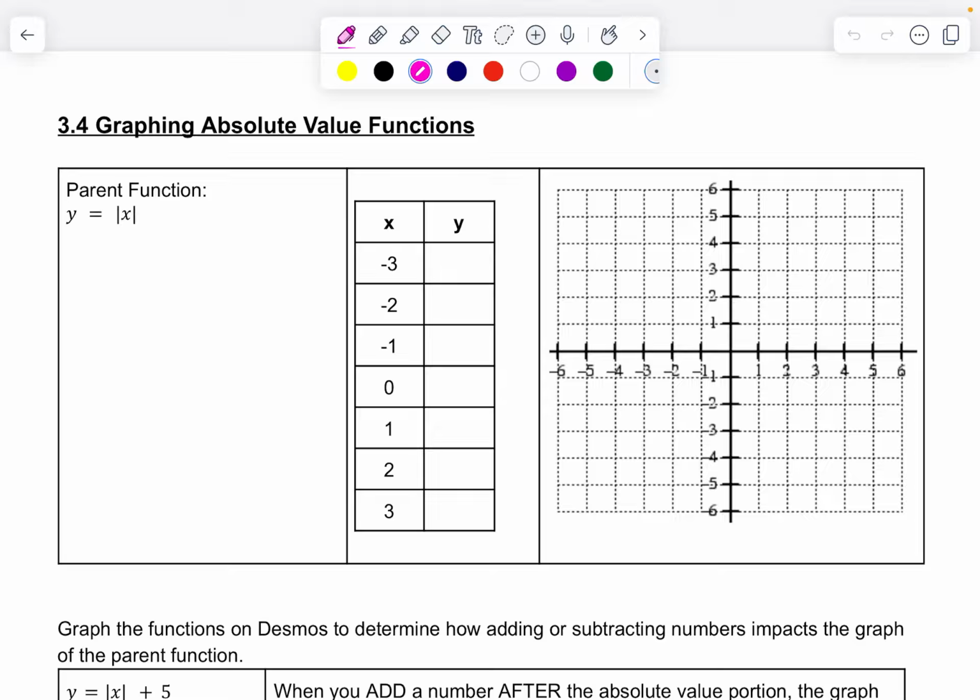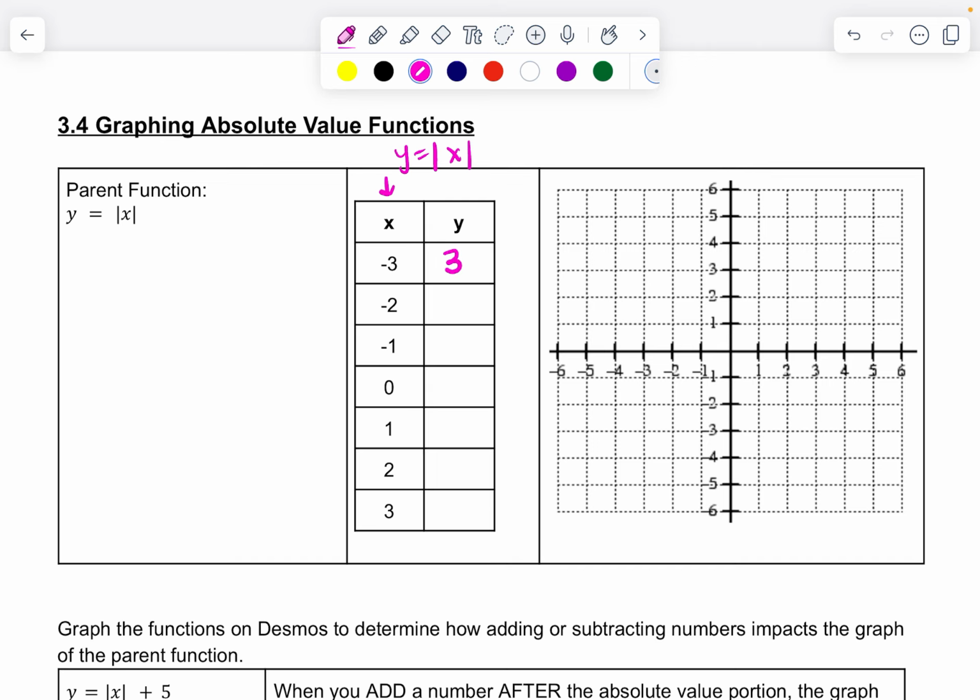First, let's look at the parent function. That means there's nothing being added or subtracted anywhere. There's no number in front of the x. So we're plugging in these numbers into the absolute value of x. So really we're just finding the absolute value of each of those numbers.